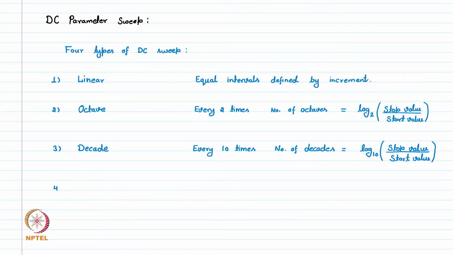And the fourth one is the list type of sweep. In this type of sweep, we specify the individual values.